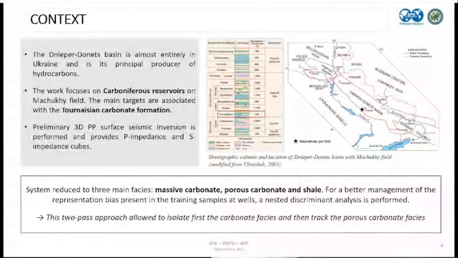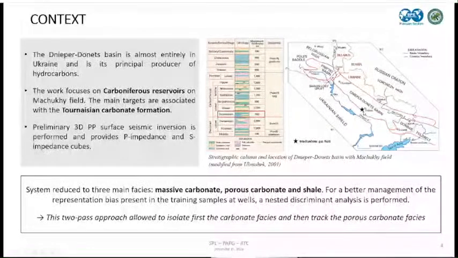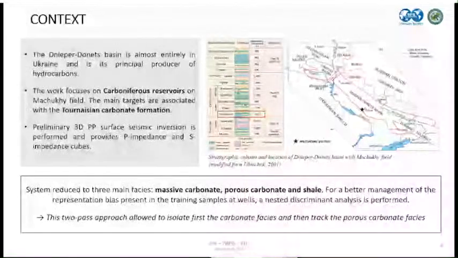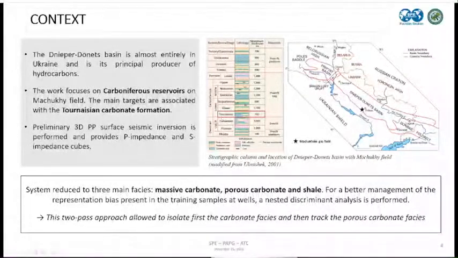Okay, so about the context, on the map here, you can see in red the limit of the basin. So we can see that it's almost entirely in Ukraine. The star here corresponds to the localization of the field. So the work will focus on the Carboniferous reservoir, and more particularly the Tournaisian carbonate formation that is located here in the stratigraphic chart.